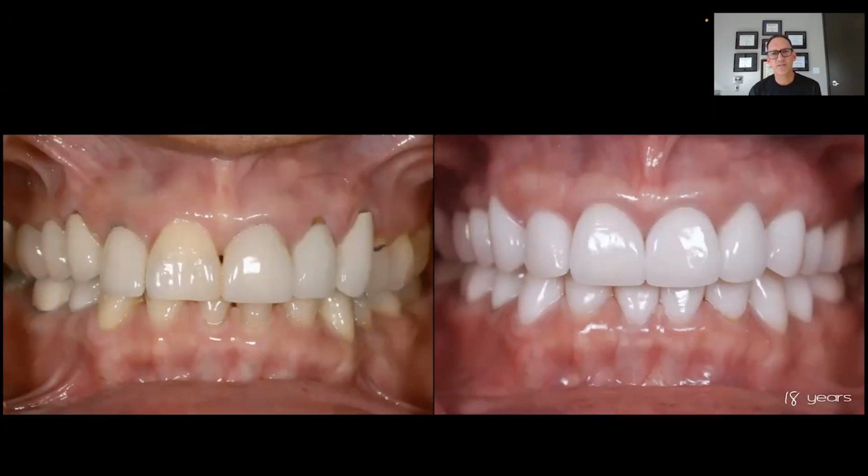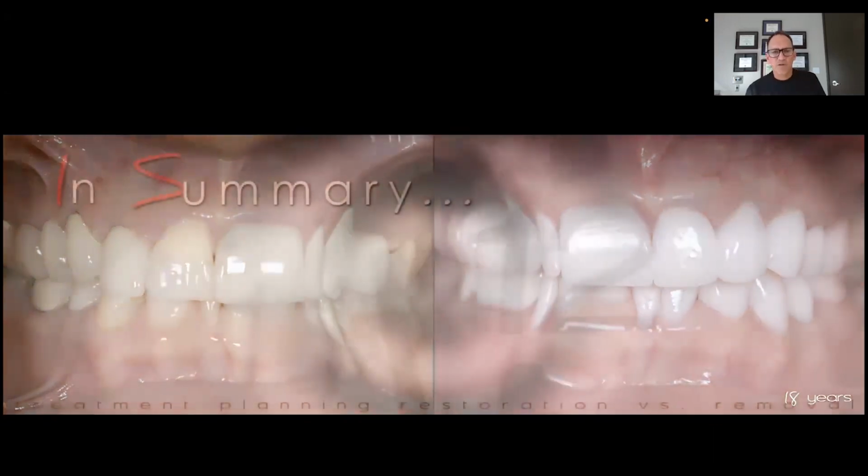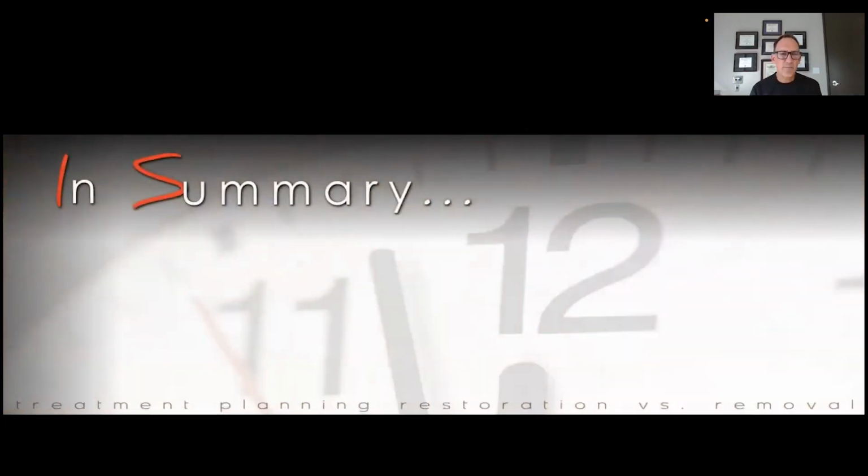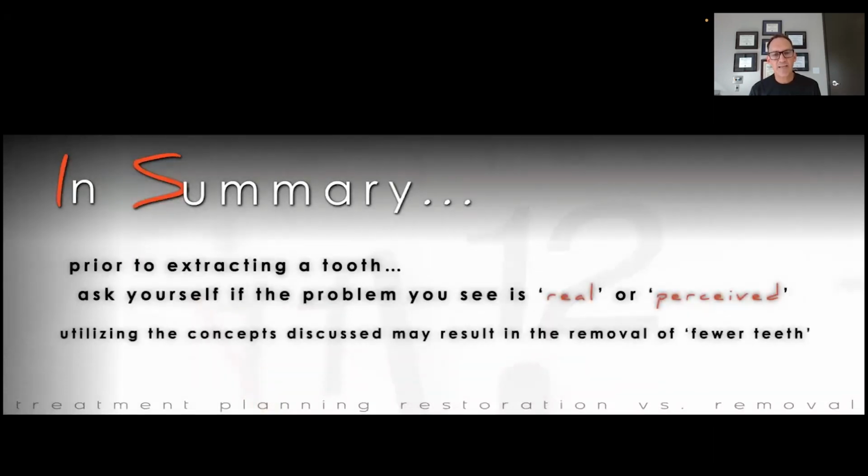Teeth are still present. All right, so in summary, I think that we take teeth out too readily in dentistry. Implants are great, but they end up having their own challenges and their own unique set of problems. So before you think about taking a tooth out, ask yourself, is the problem that you see a real issue? Or is it something that's perceived? You've biased it because it doesn't fit the way you think it should fit. And I believe that if you utilize some of the concepts that we discussed today, you may find that you end up taking fewer teeth out. Keeping natural teeth keeps natural aesthetics.